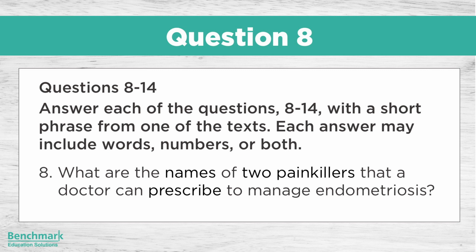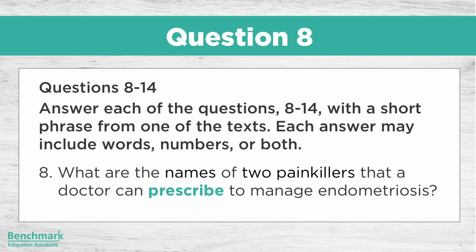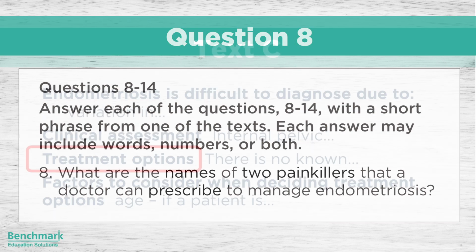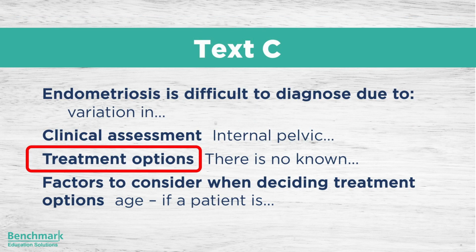In this question, the key words are names, 2 painkillers, and prescribe. Let's think for a second. The answer will most likely be nouns telling you the name of the medication. Since these are prescribed, they are most likely a form of treatment or management. Do you remember where you saw the words treatment or management when you skimmed through the headings in step 1? Yes, they're in text C.